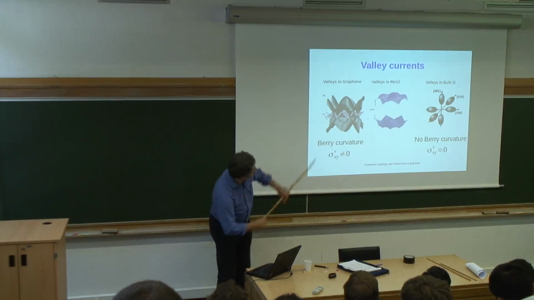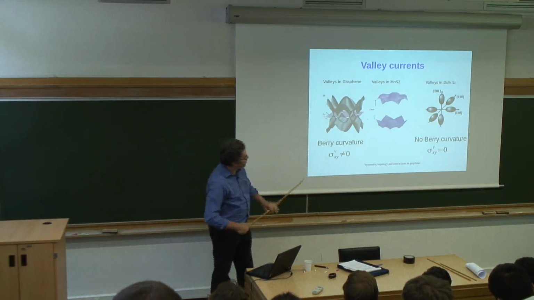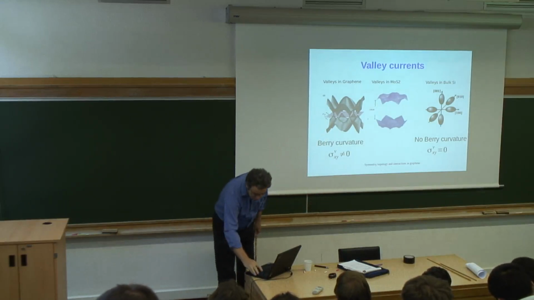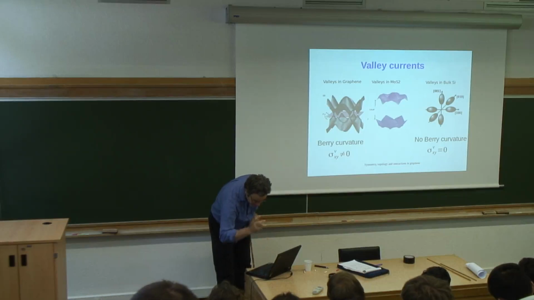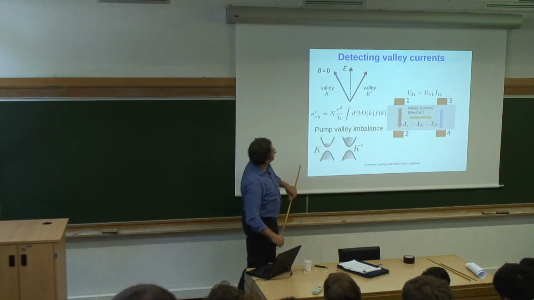Right, and so to reiterate again, you have it in systems with Berry's curvature and you don't have it otherwise. If you don't have Berry's curvature, it's not enough to have many valleys. You need to have Berry's phase. Okay, so detection.